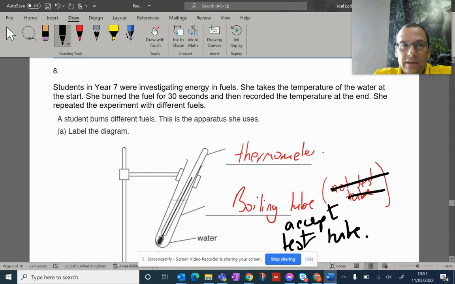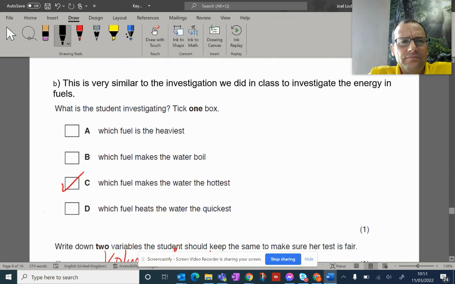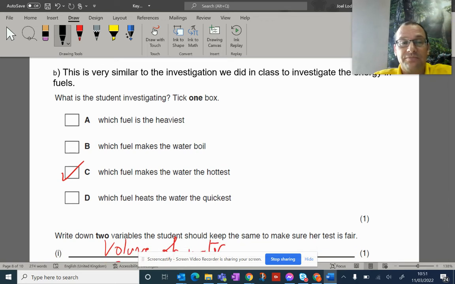Here we go. There's the investigation on fuels again. So remember, we put the water inside the boiling tube with the thermometer to measure the temperature, and we burnt the fuel for a set amount of time and measured the temperature change, to see which fuel was the richest or contained the biggest store of energy, store of chemical energy, or was the densest energy store. What was the student investigating? Well, we were trying to see which fuel makes water the hottest.